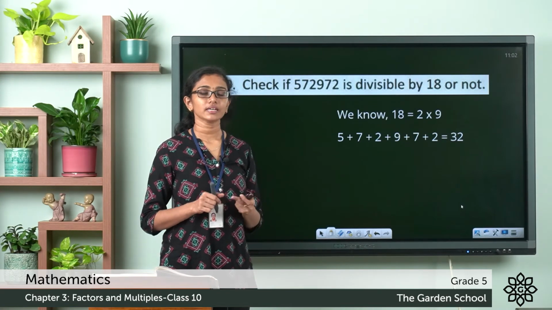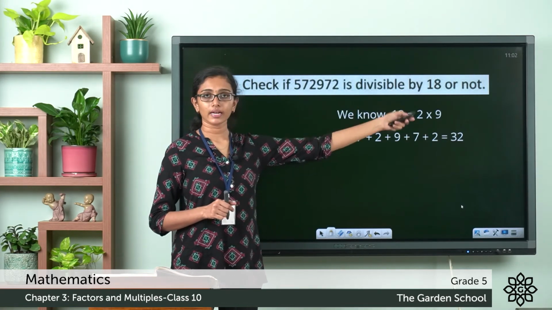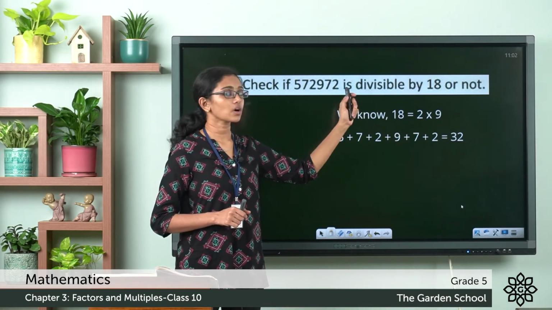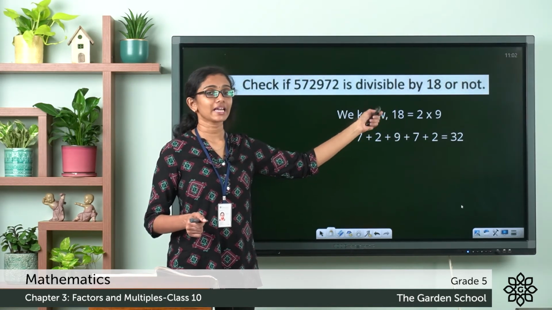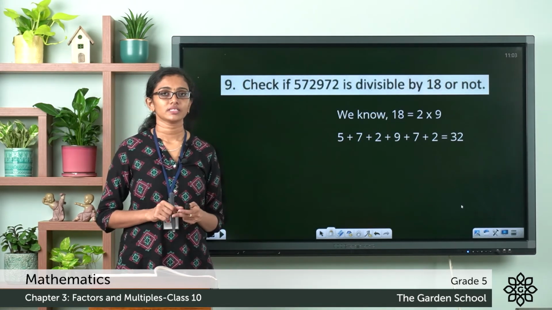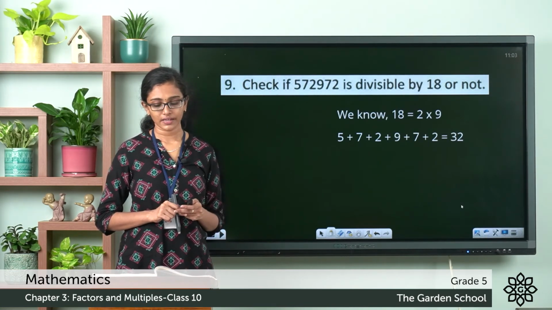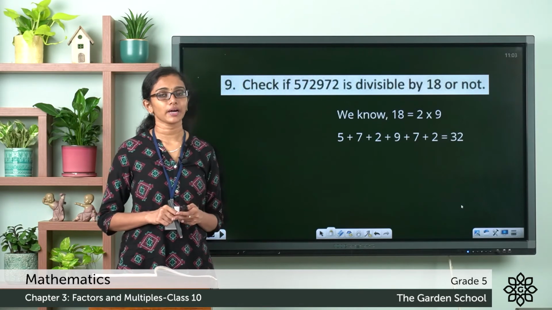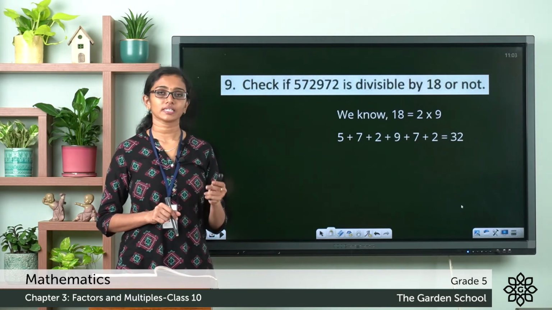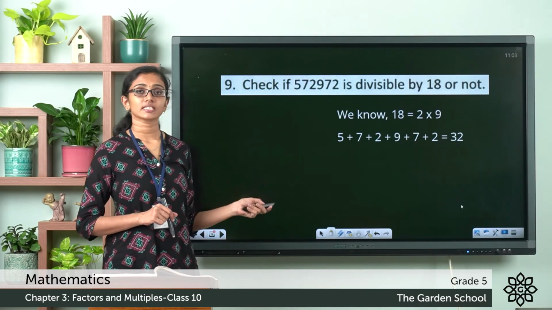So when you consider the factors of 18 as 2 and 9, you see that it is only divisible by 2. So can we say it will be divisible by 18? No. So let's write the answer as 5,72,972 is not divisible by 18. So if that is clear, let's discuss the next question.